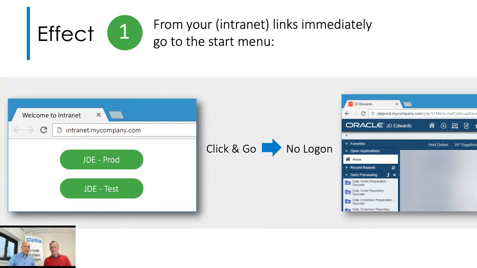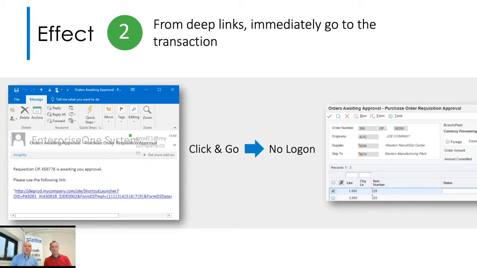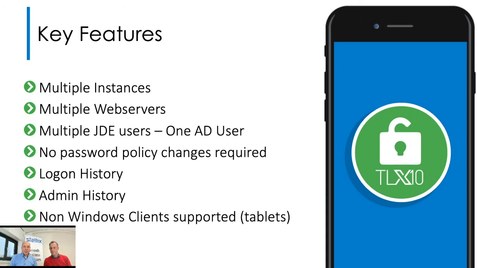So the effect is you publish your URLs on your intranet and click the URL and log into JD Edwards, or maybe you have deep links from your email or workflow and connect straight into your application. So the key features were always, and everything that was there is still there, although we completely redesigned it from scratch, basically.